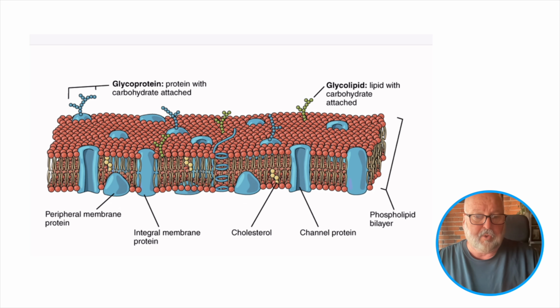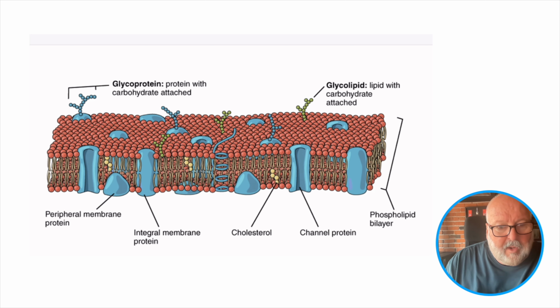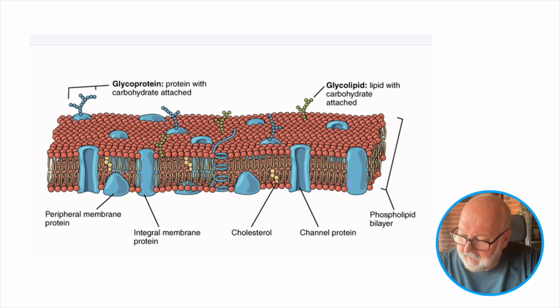Okay, so that's one group of proteins if we want to kind of start lumping them and putting them in groups. The other one is the integral proteins. And these basically are embedded in the phospholipid bilayer and often go from one side to the next.